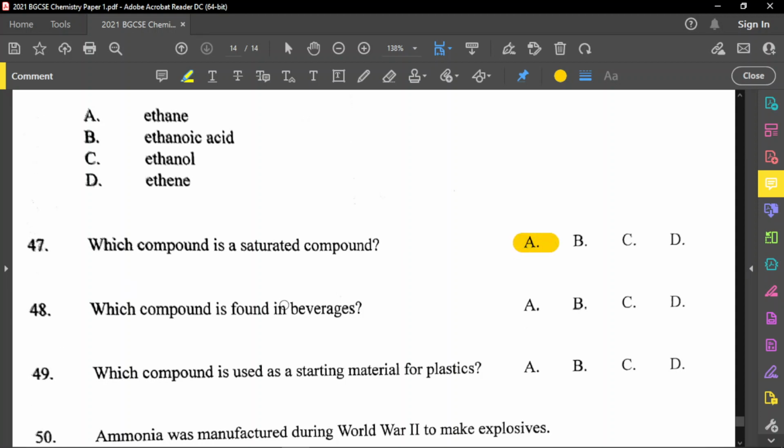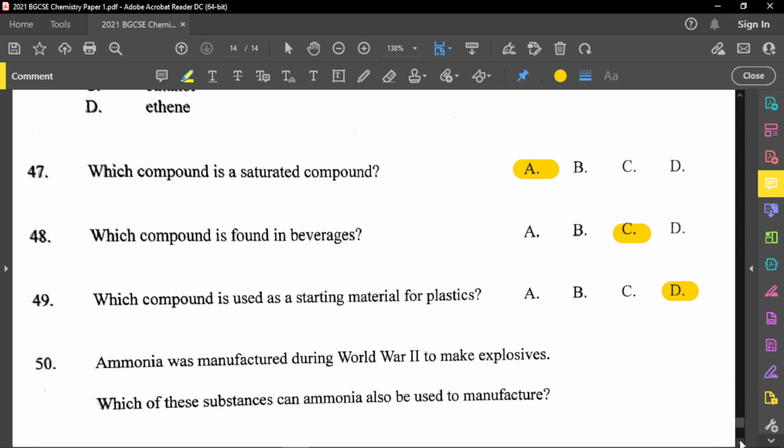All right, so which compound is found in beverages? Not all beverages, but some beverages contain ethanol, like rum. That's drinking alcohol, right? So C is our answer for that one, ethanol. Then 49 says which compound is used as a starting material for plastic, and the plastic here is formed by ethylene. Ethene is the starting product that can be used. So this is going to be D for the answer right here.